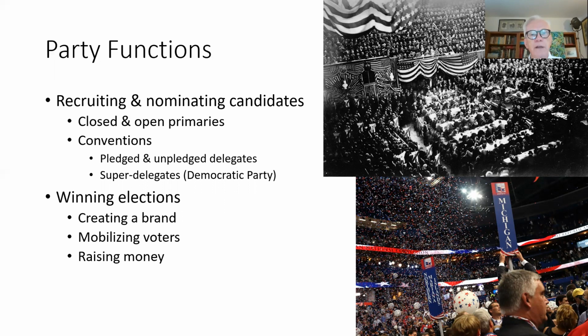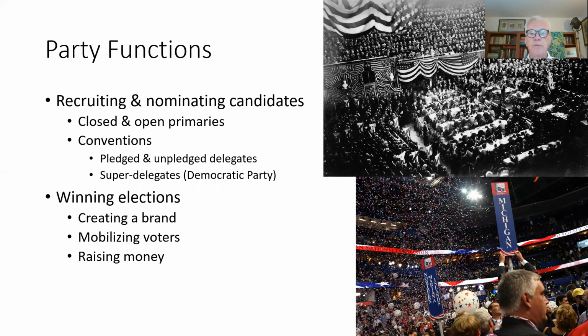Since the 1970s, the Democratic Party and the Republican Party have been more open about how they nominate their candidates. They use primaries now. So each spring of each election year, each of these parties will hold primaries, and people can vote for their favorite candidates to run to represent that party in the general election.